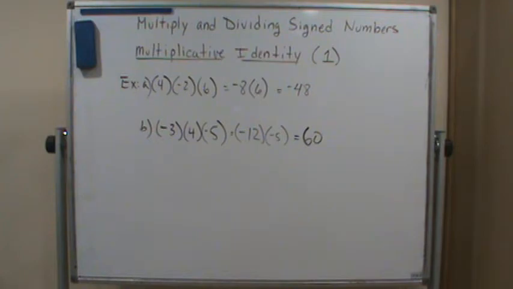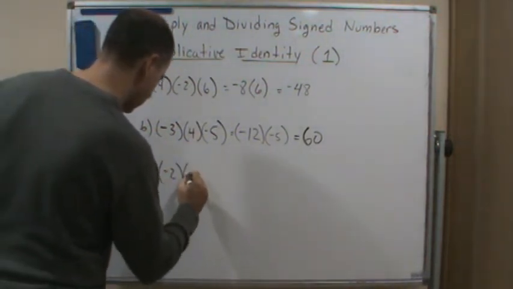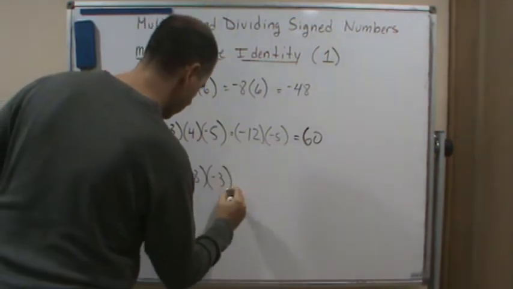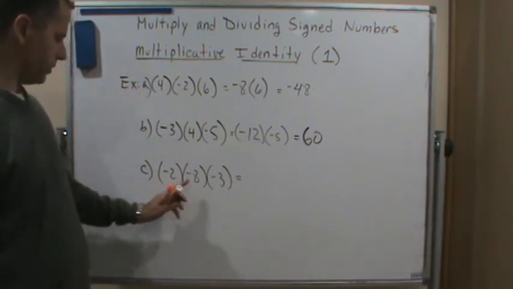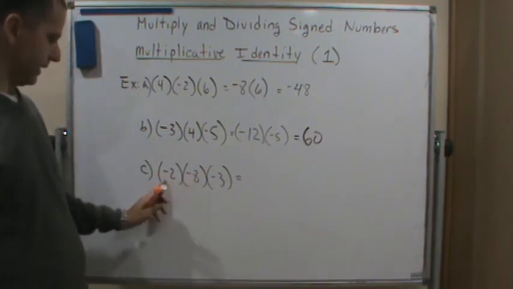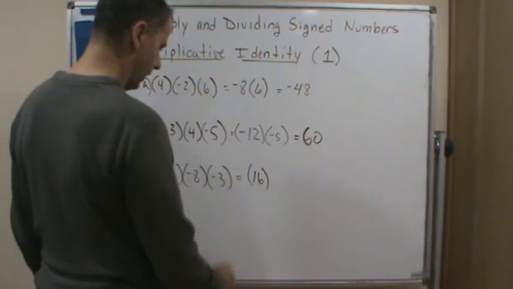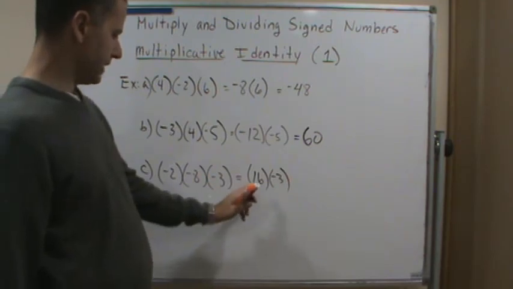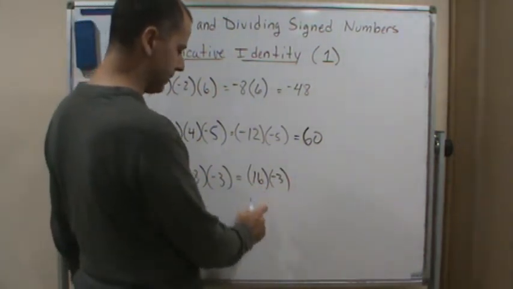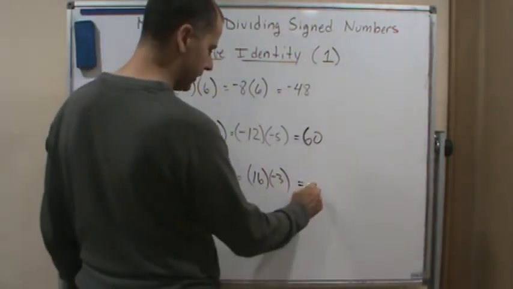Okay, now what about this one? Here we have negative 2 times negative 8 times negative 3. Again, we're going to do left to right. So we have negative 2 times negative 8. That's 2 times 8, which is 16, and since they both have the same sign, it's going to be positive. So it's going to be 16. And now we get 16 times a negative 3. So 16 times 3 is what? 48. But since they're opposite signs, it's going to be negative 48.